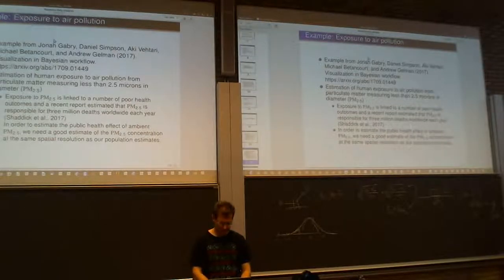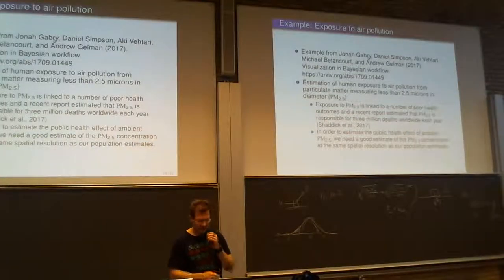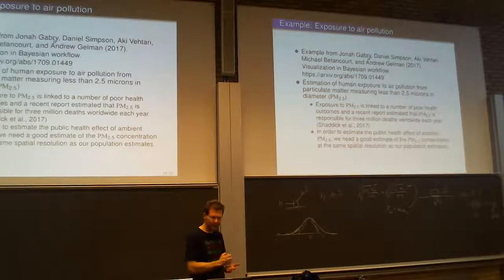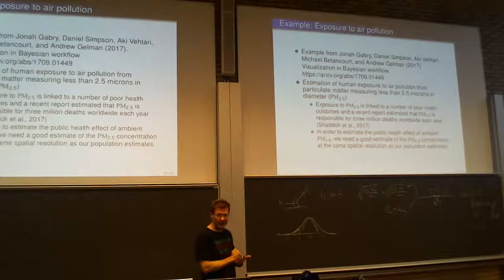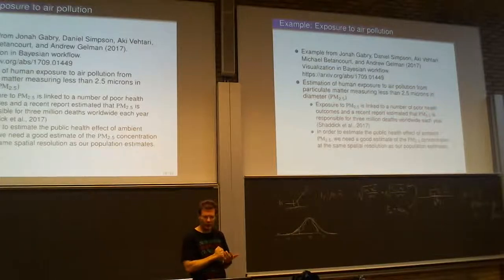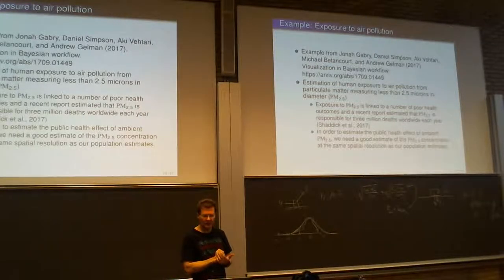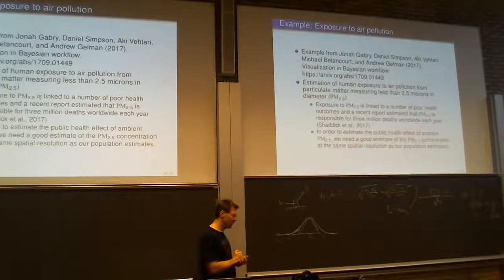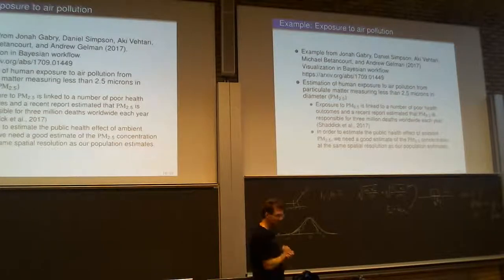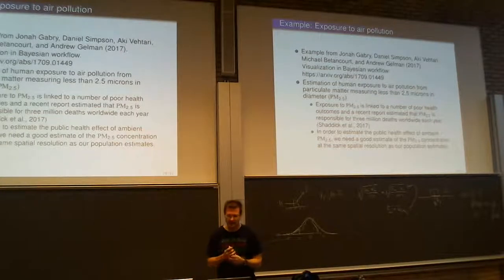So this is from a preprint that is on arXiv, and it's going to be published in the Journal of the Royal Statistical Society. It's a paper on visualization in Bayesian workflow, looking at the different parts of the workflow, but it also has some of these checking statistics.